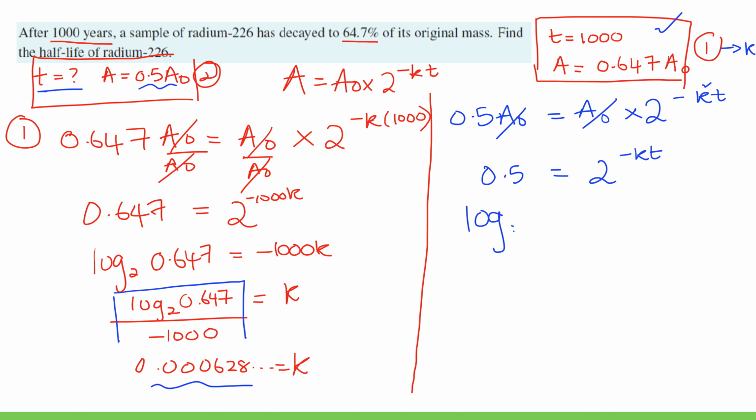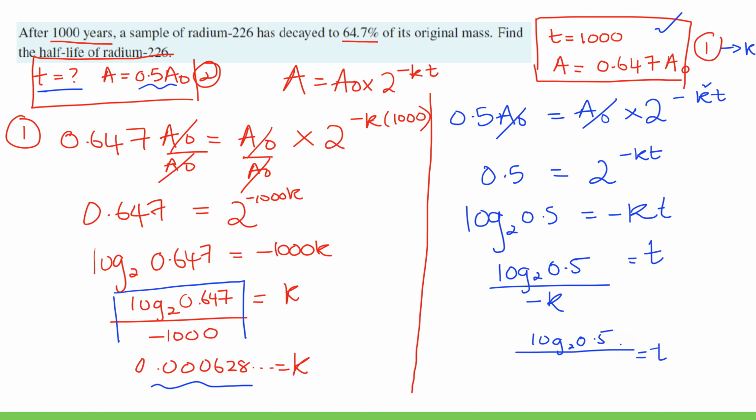And then I can take the log of both sides. And then I can find t by dividing both sides by negative k. Now is the point where I can sub k back in. So I know it's log 0.5, and k, that's going to be divided by the answer that I found beforehand. So the answer that I found beforehand was this over here. So that will be divided by log 0.647 over negative 1000. And then this whole thing is what goes into your calculator.